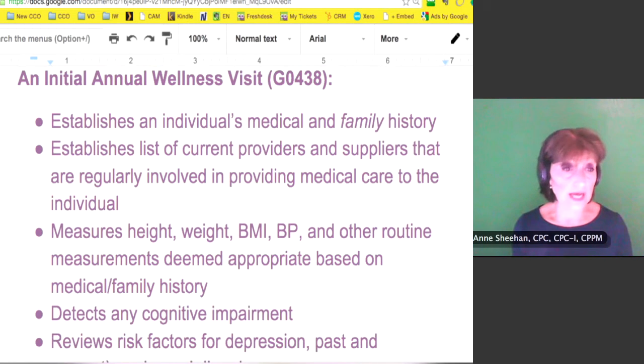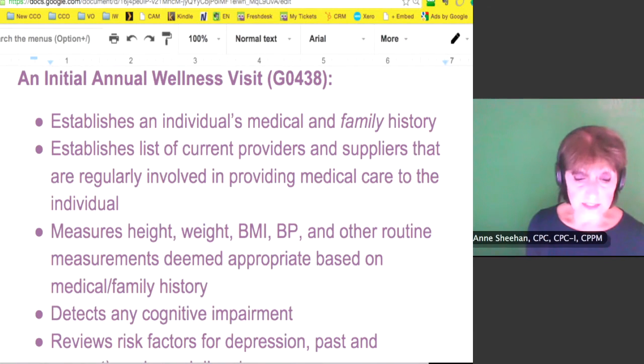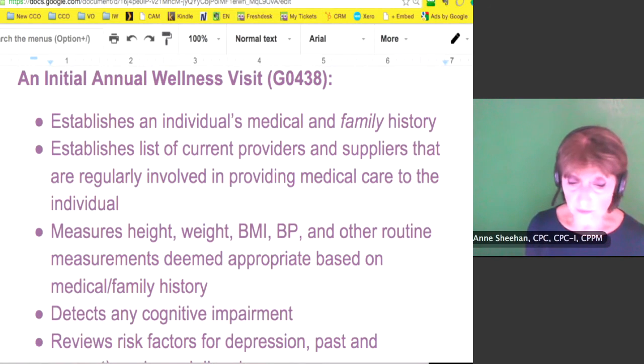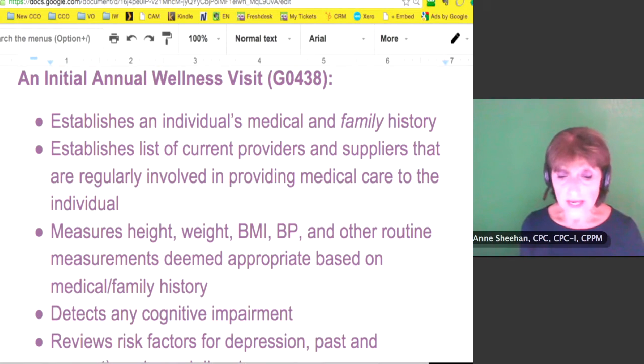Once again, you're measuring height, weight, body mass index, blood pressure, and other routine measurements deemed appropriate based on the medical and family history. The physician will detect any cognitive impairment, review risk factors for depression, past and present, and mood disorders. And they'll review functional ability and level of safety. And then they'll write a screening schedule and a checklist that should span 5 to 10 years.